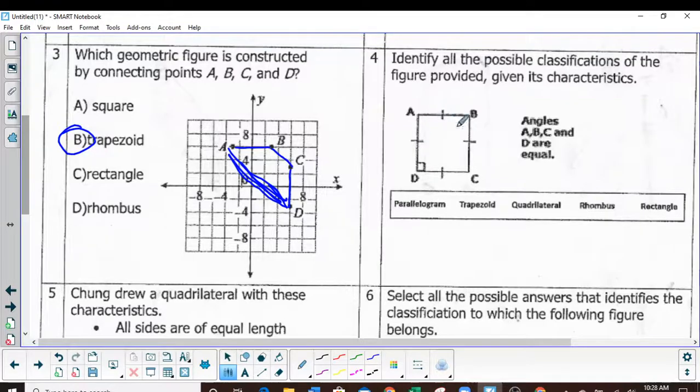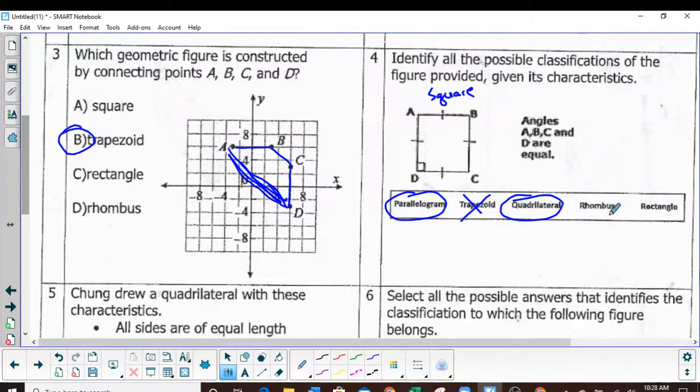Number 4, identify all the possible classifications of the figure provided given its characteristics. Okay, so first thing we notice is we all want to say, okay, that's a square. Why is it a square? Because it has 4 congruent sides and 4 90-degree angles. Cool. But what else is it? Is it a parallelogram? Yes, it's got 2 pair of parallel sides. Is it a trapezoid? No, trapezoids have exactly 1 pair of parallel sides. Is it a quad? Yes, it's got 4 sides.